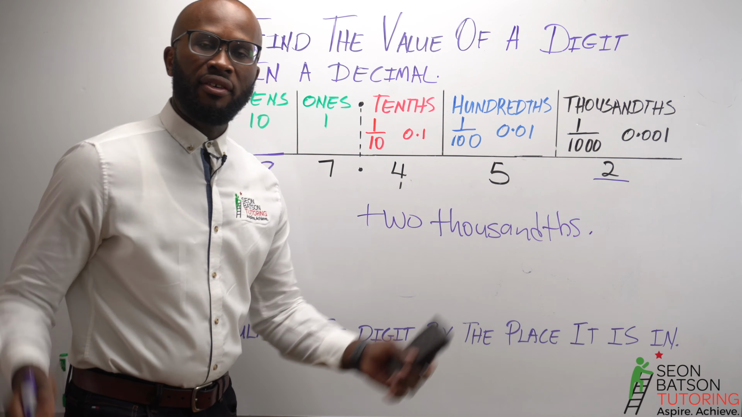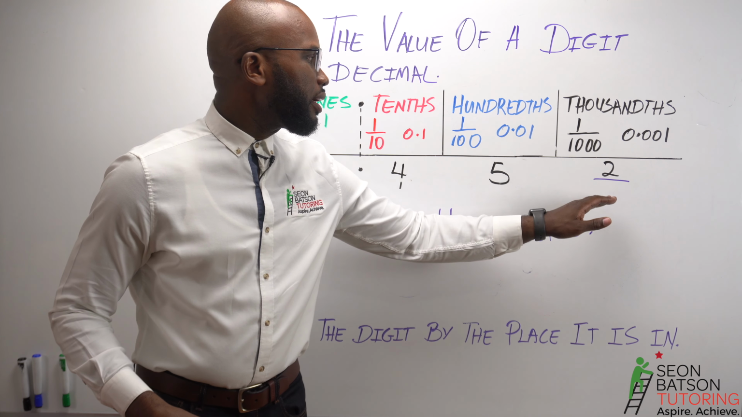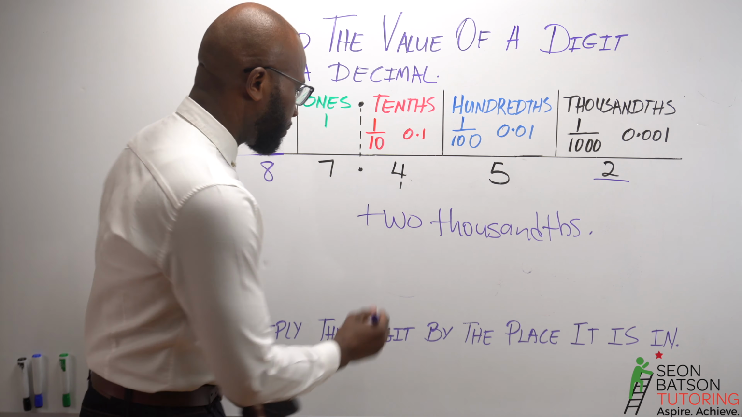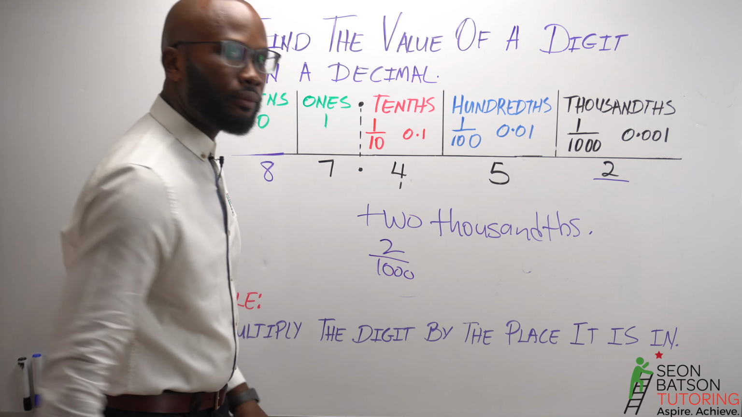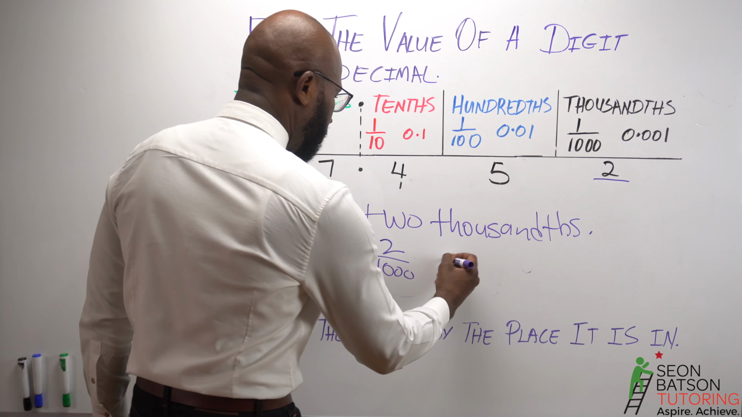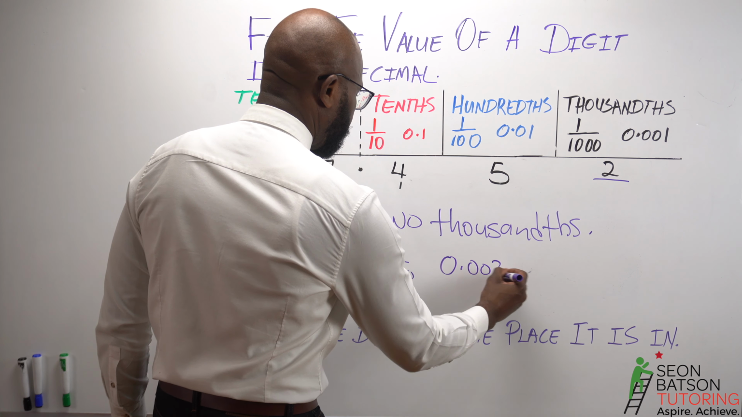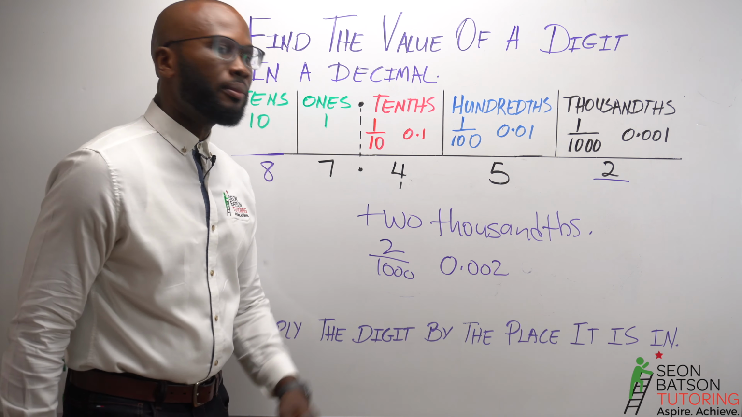Right? So you can write the value of the 2 as a fraction, 2 over 1000, as a decimal, 0.002, or in word form.